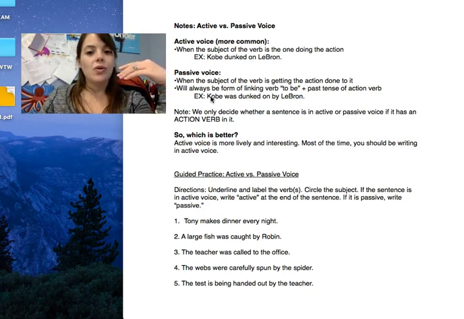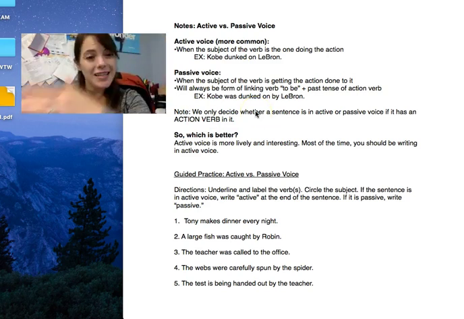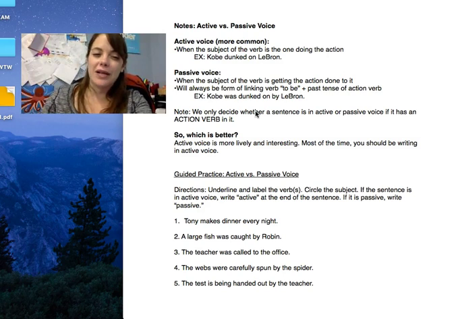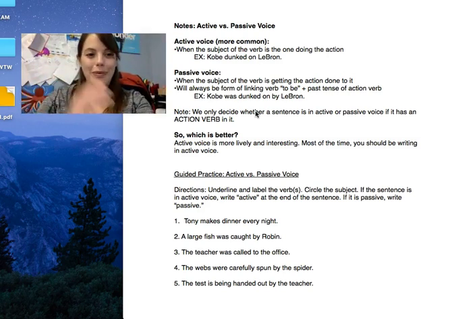So remember, we only decide whether a sentence is in active or passive voice if it has an action verb in it. Because if we don't have an action verb in it, then there's no action to be done to or by someone.